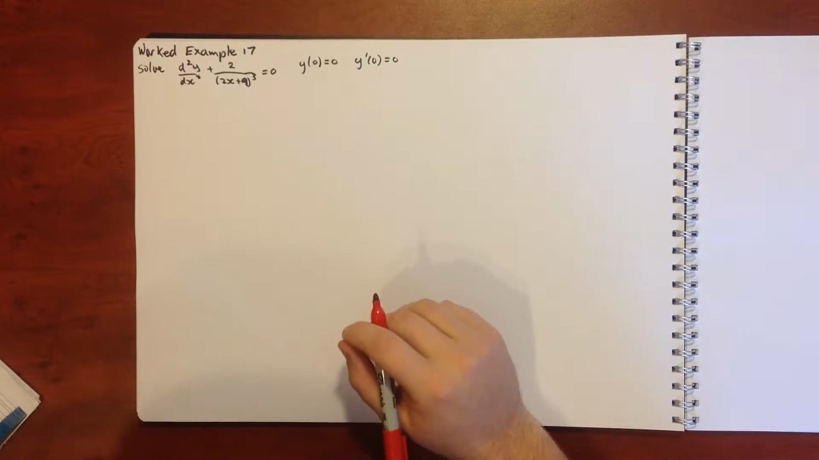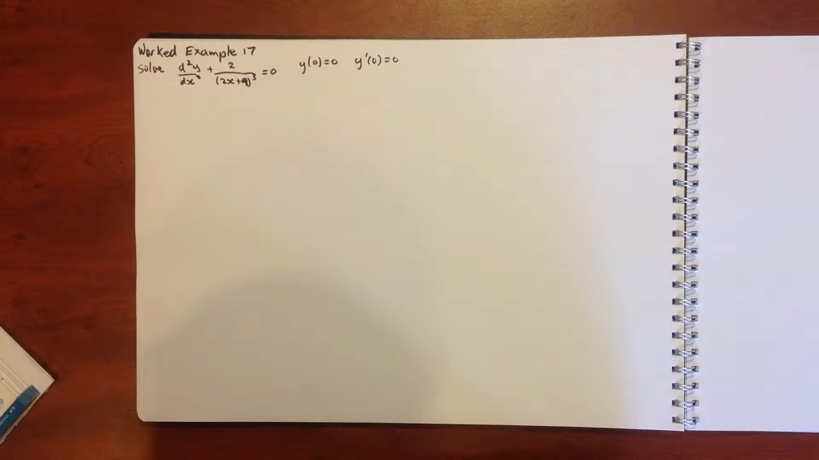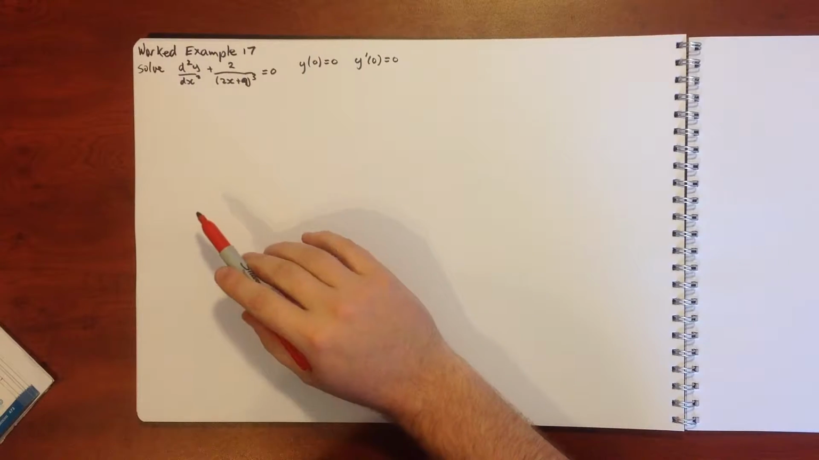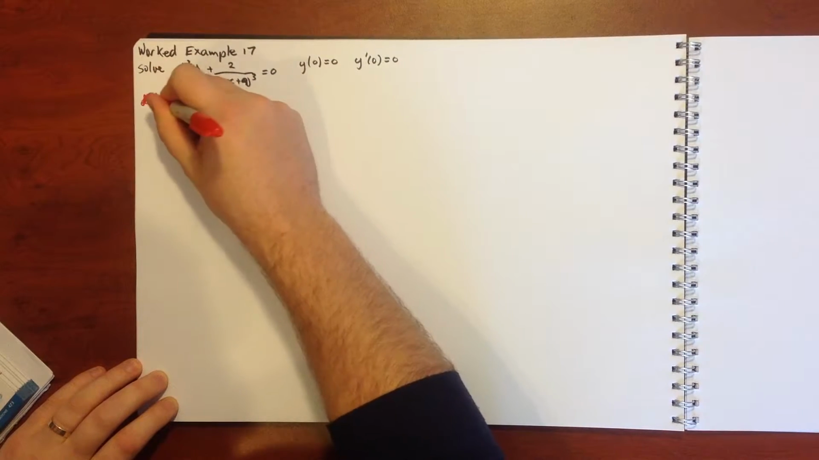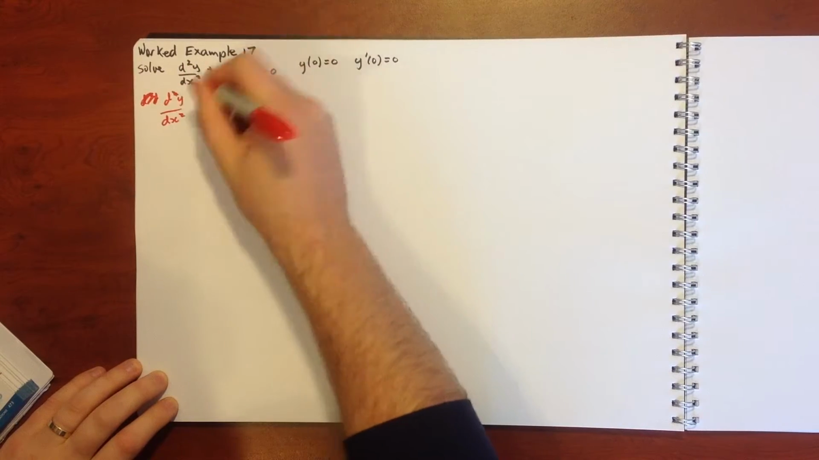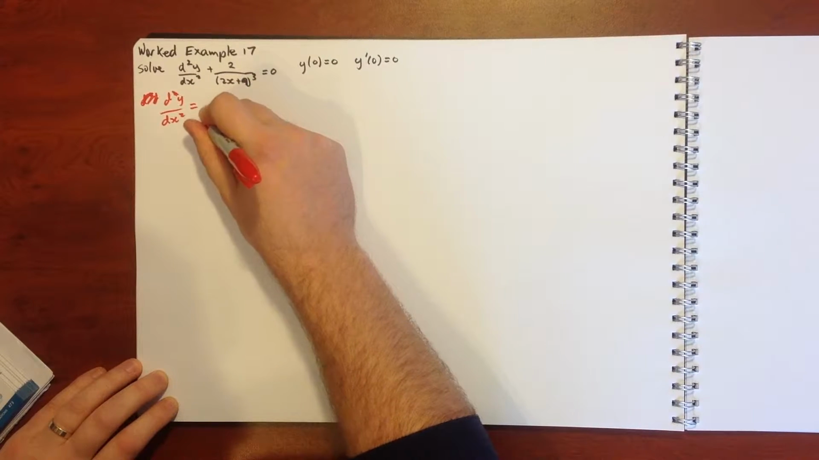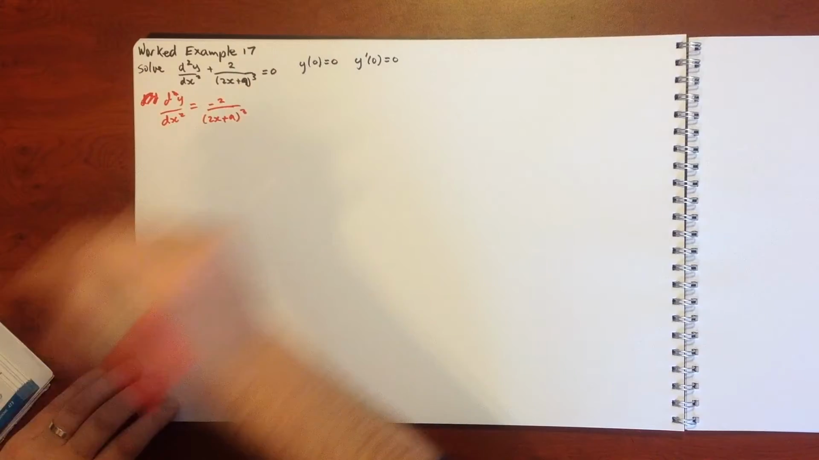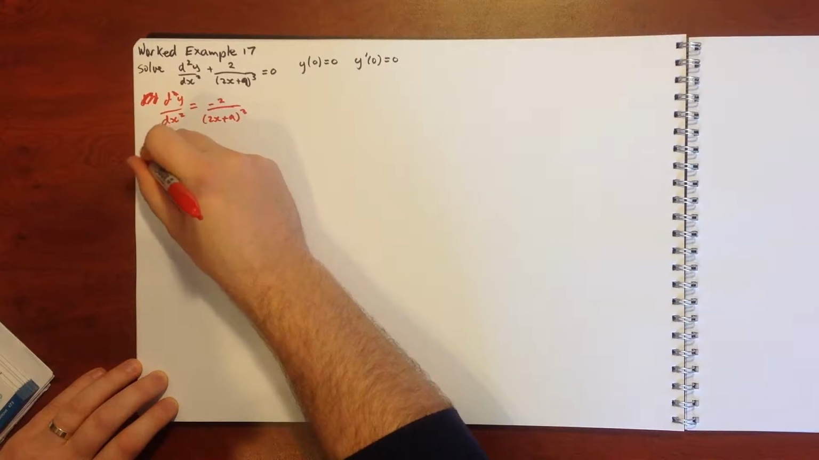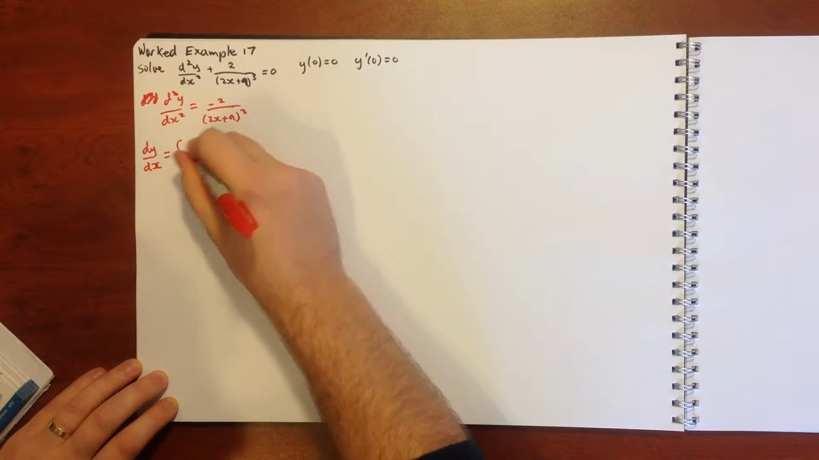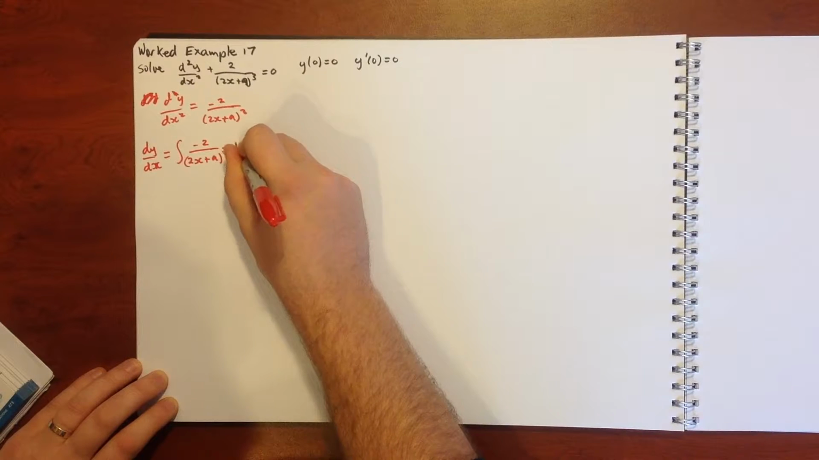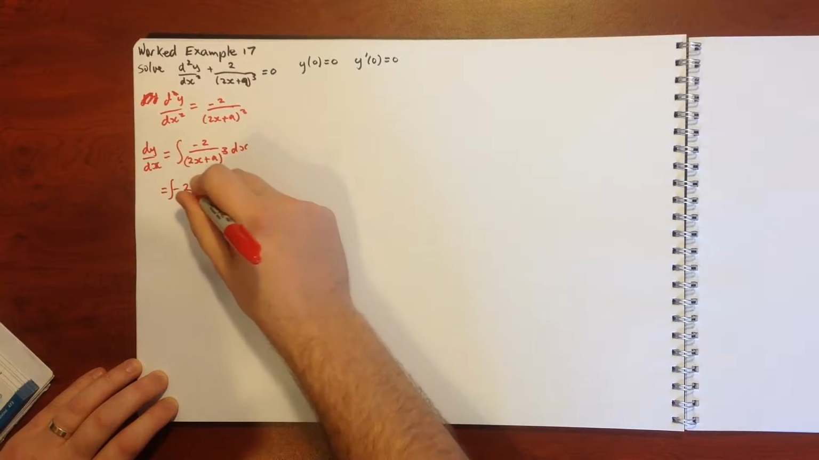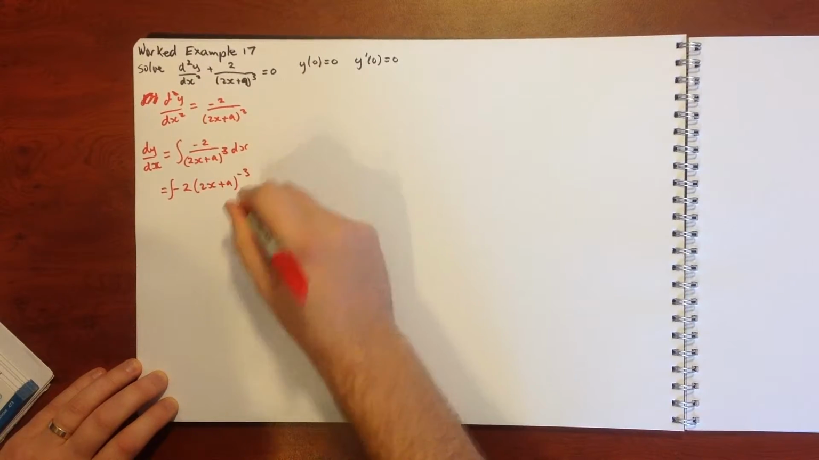We have a look at worked example 17. We're solving d squared y on dx squared plus 2 on (2x plus 9) cubed equals 0, given that y of 0 equals 0 and y dash of 0 also equals 0. The first thing we need to do is rearrange this, so d squared y on dx squared equals negative 2 over (2x plus 9) cubed. So for dy dx, we need to integrate negative 2 over (2x plus 9) to the power of 3 dx, and we can rewrite that as the integral of negative 2 times (2x plus 9) to the negative 3, dx.